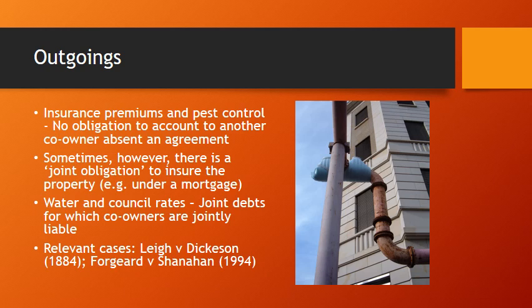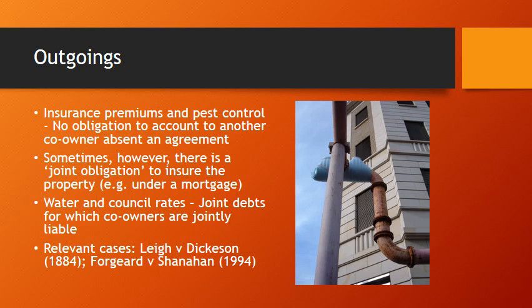Outgoings. Basically, these fall into two categories. Some are joint debts, which are incurred by the co-owners. For example, water and council rates are generally considered to be jointly owed by those co-owners, and therefore each is responsible for their respective share. If a co-ownership situation was tenants in common 50-50, then they would be responsible for 50% each. If, on the other hand, it was 2/3, 1/3, it may be that the court says it's 2/3 your responsibility and 1/3 yours.